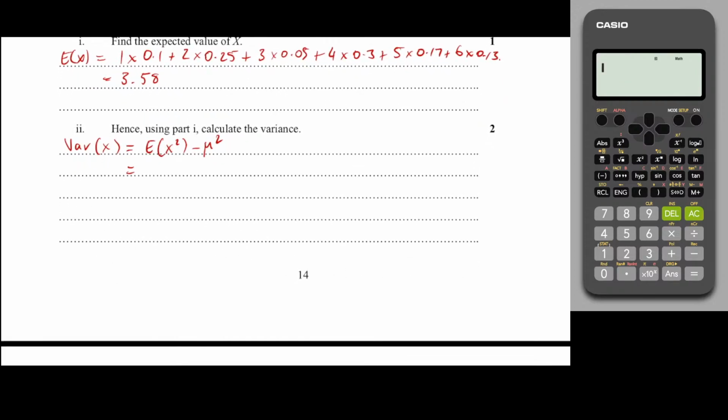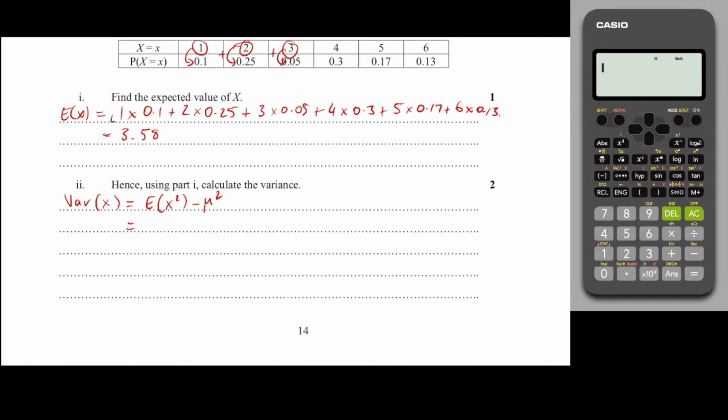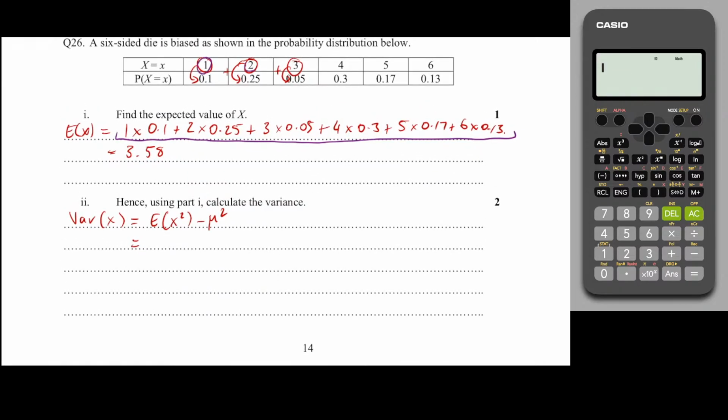So how you use it is you do the expected value like we did before, but basically, this whole thing here. So the E of X squared is equal to all this, but all of the x numbers, so these numbers in this top row, are all squared. So we get 1 squared times 0.1 plus 2 squared times 0.25 plus 3 squared times 0.05 and so on. I don't think you need me to read out these numbers. I'm sure you can see them.